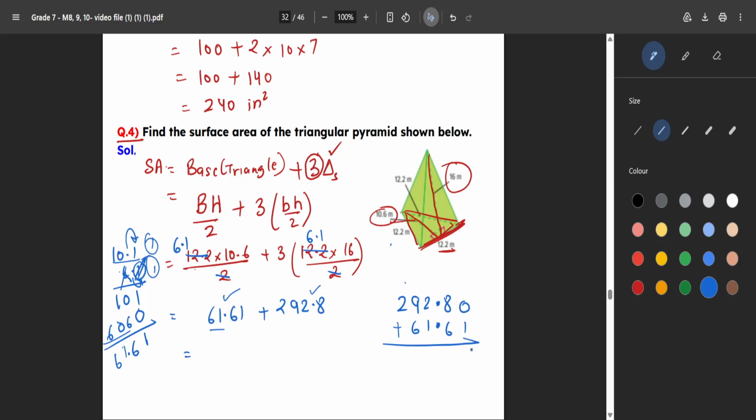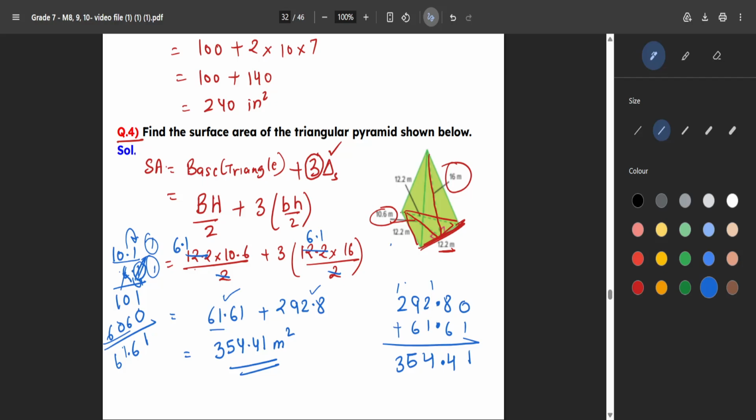Now you add them. 0 plus 1, 1. 8 plus 6, 14. 4 here, 1 out. 2 and 1, 3 and 1, 4. Point, point, point. In plus and minus, the decimal comes in a straight line. 9 plus 6, 15. 5 here, 1 up. So 2 plus 1, 3. So 354.41. What unit? Meter, so meter square. This is the surface area of this triangular prism.